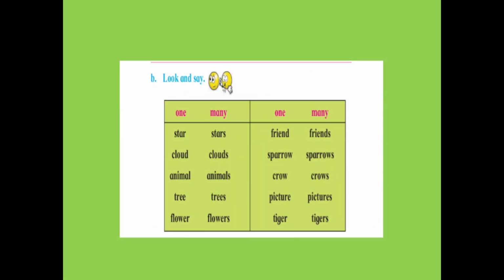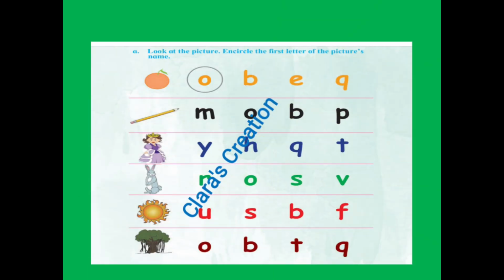Then we move further, look and say, one and many. We are learning noun numbers: star, stars, cloud, clouds, animal, animals. You can pause and read this. Here, look at the picture and circle the words. One is done for you, orange, and we have circled O. Second one, which alphabet are you going to circle? So this is how we are building up our word power.